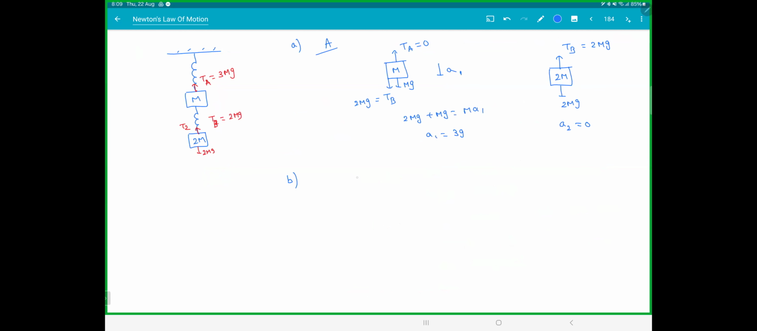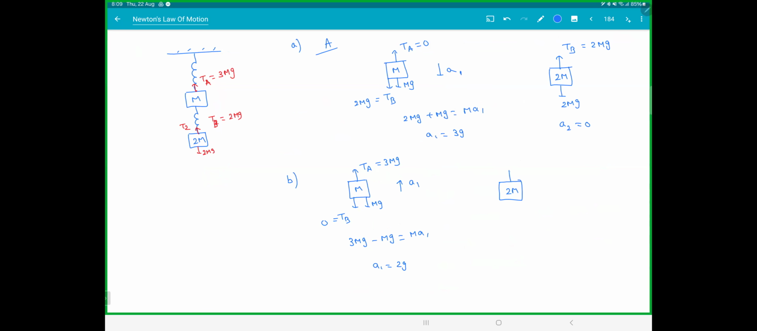Now the B part, when you cut at B, again same thing, draw the FBD. For block M, there is tension A, there is tension B, there is your own mg. Now TA is unaffected, so it will exert 3mg, TB becomes 0. That is the idea there. Acceleration: 3mg minus mg equals ma1. So a1 will be equal to 2g, so this one goes up.